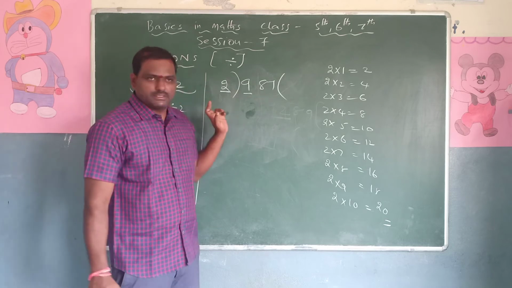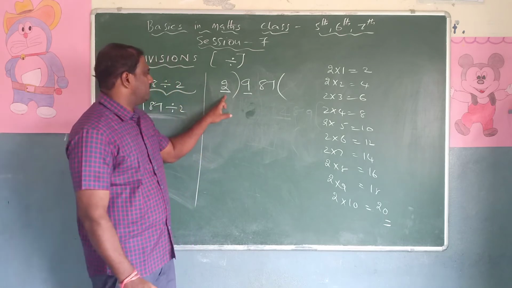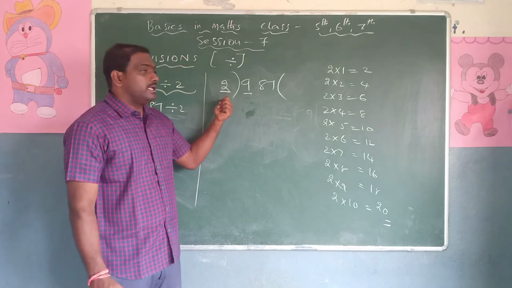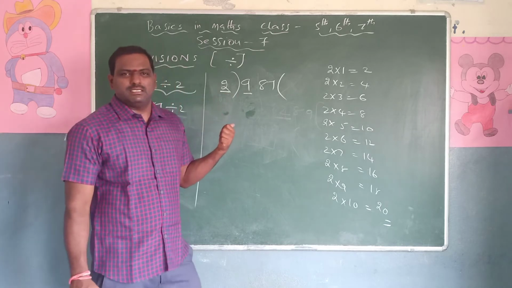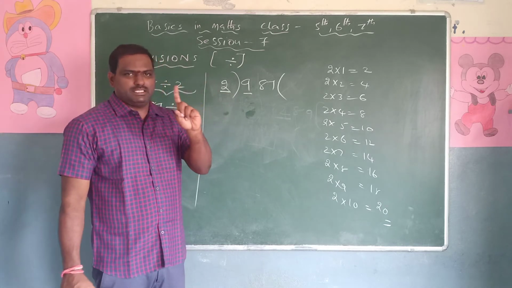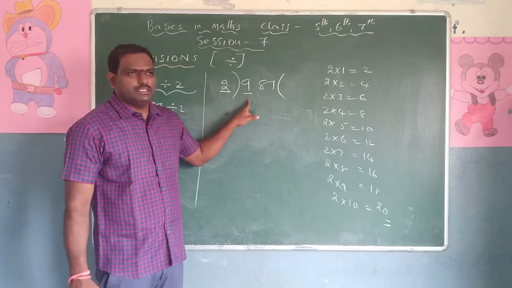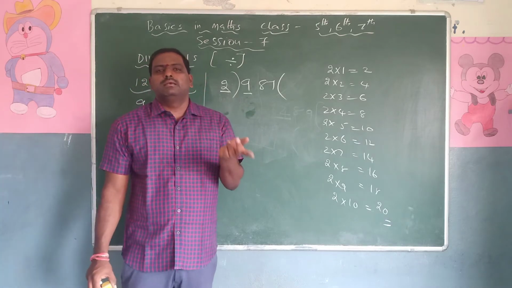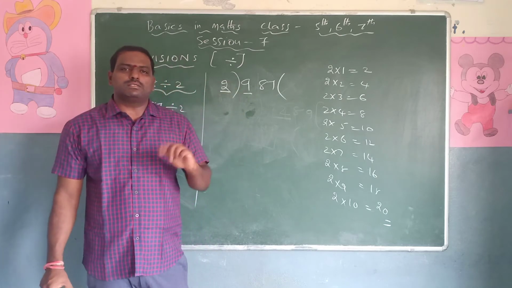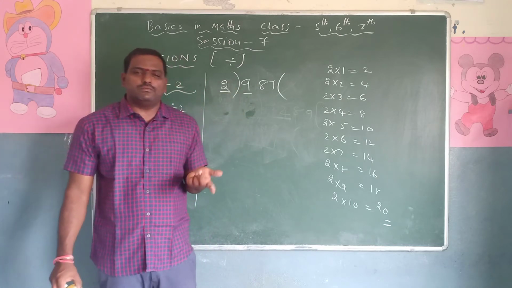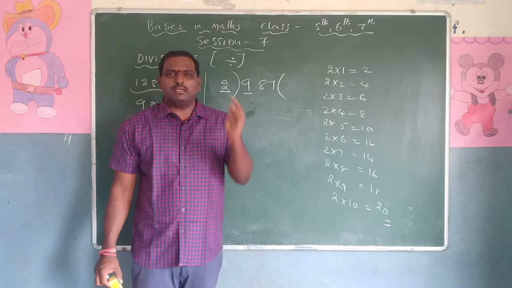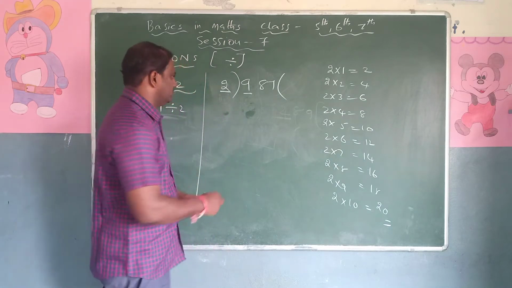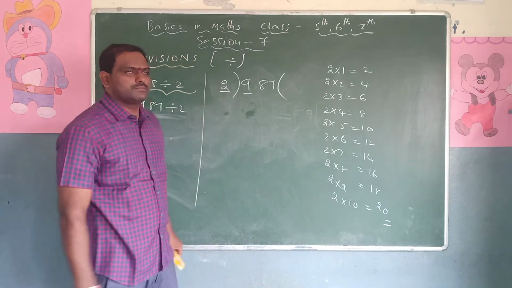If 9 is smaller than 2, then we have to take two numbers. First, underline the numbers. Here, how many digits? One digit, and we consider one digit. Then what is the second step to check? We check whether the number inside the bracket or outside the bracket is bigger. The number inside the bracket must be bigger. Now the first step is finished.